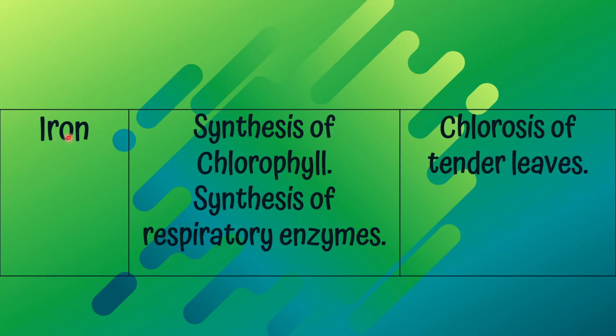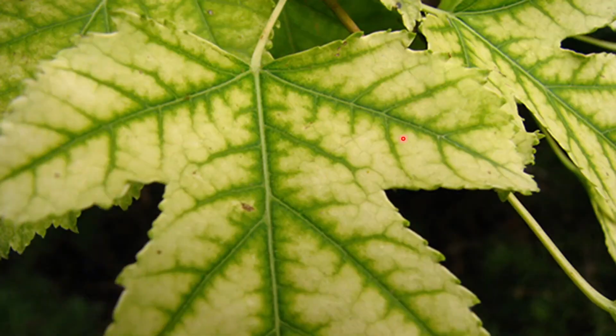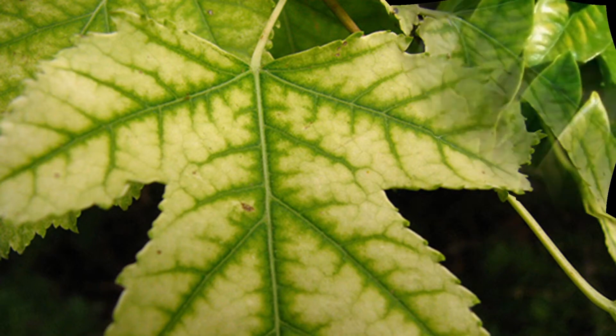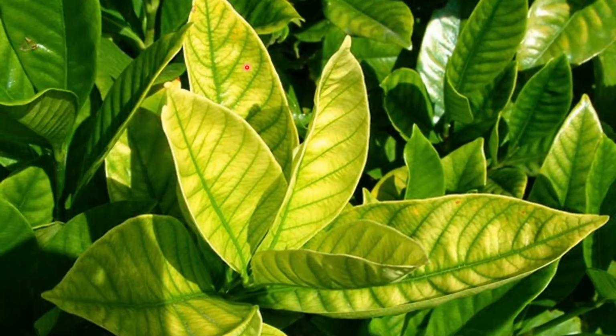Let's talk about the element iron. The functions are synthesis of chlorophyll and synthesis of respiratory enzymes. And deficiency symptoms are chlorosis of tender leaves. That means yellowing of tender leaves, like this. Yellowing.